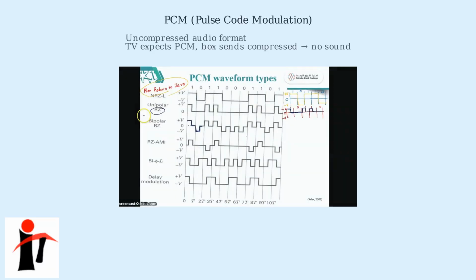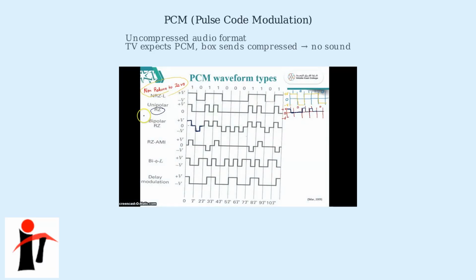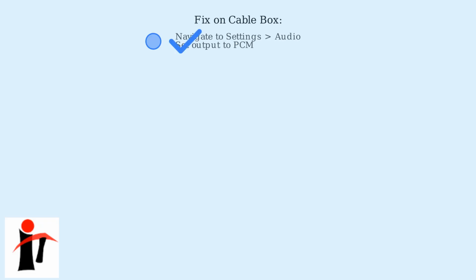PCM, or pulse code modulation, is the standard uncompressed audio format. Errors occur when your TV expects PCM, but the cable box sends a compressed format like Dolby Digital, causing no sound or distortion. To fix PCM errors on your Spectrum cable box, navigate to the Audio Settings menu. Set the output to PCM to match your TV's expected format.